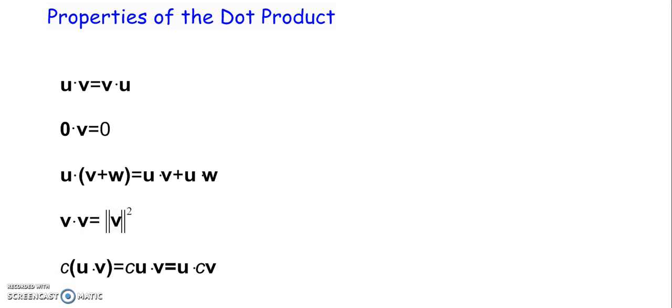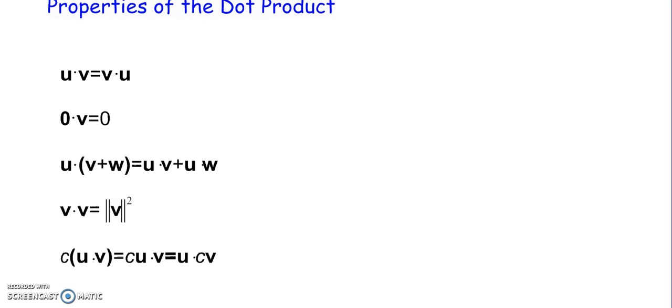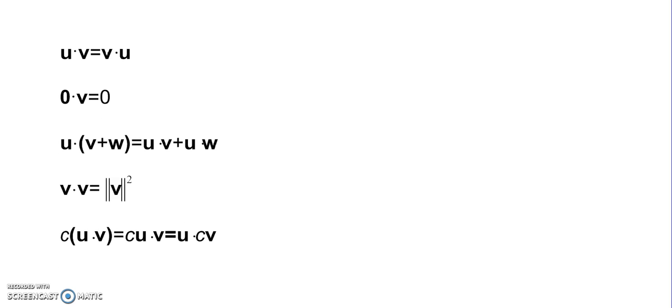So, properties of the dot product. All right. u dot v is the same as v dot u. We have 0 dotted with any vector is always going to be 0. Notice the difference here. This 0 is a vector. Your answer to a dot product is always a scalar. So just be careful there.